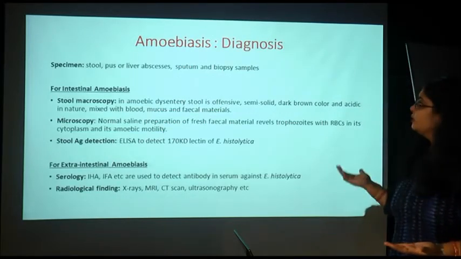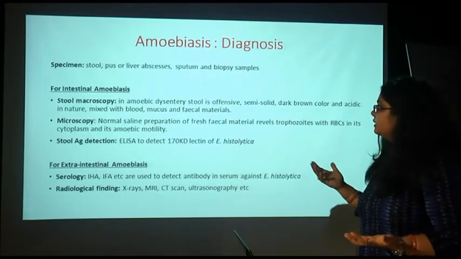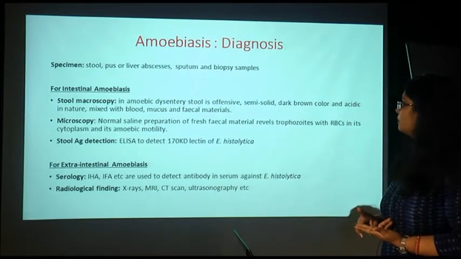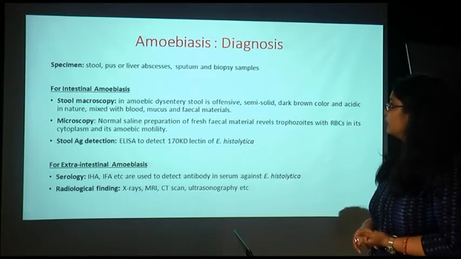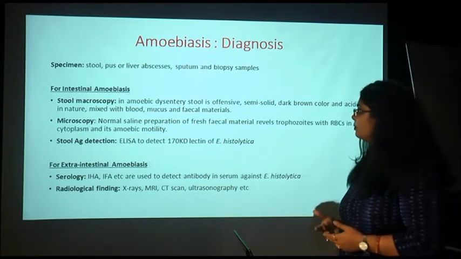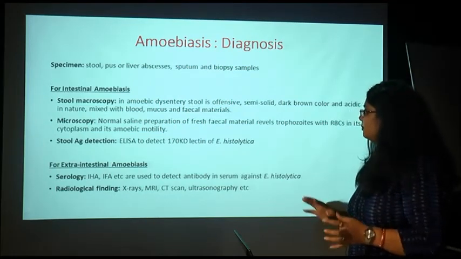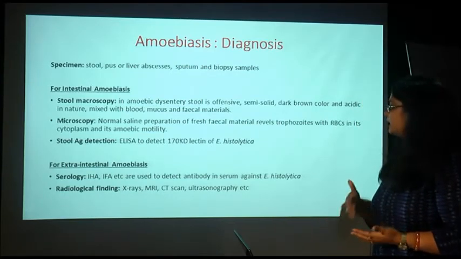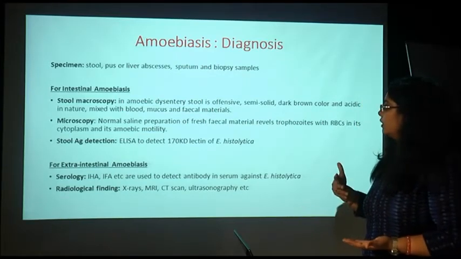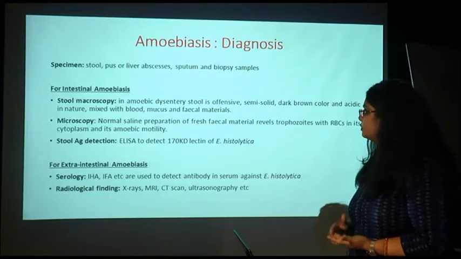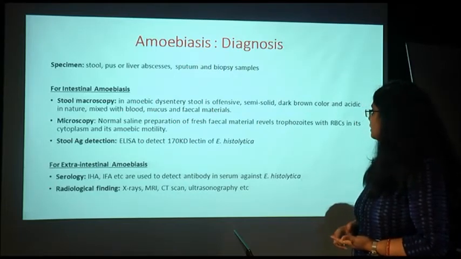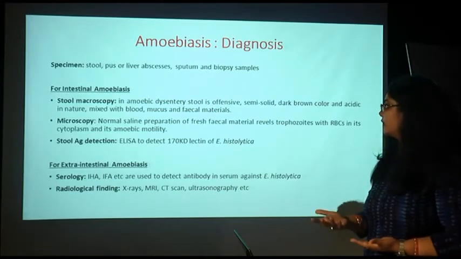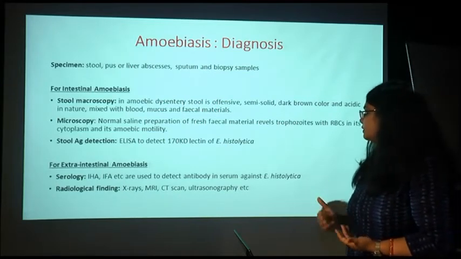Now next is, how do you diagnose them? So the specimen is stool, pus, liver abscess aspirate, sputum, or biopsy samples. Now for intestinal amoebiasis, in stool, the macroscopic examination, which basically means the color, odor, and fluidity of the stool. The next is microscopy. This reveals the presence of trophozoites and Charcot-Leyden crystals.